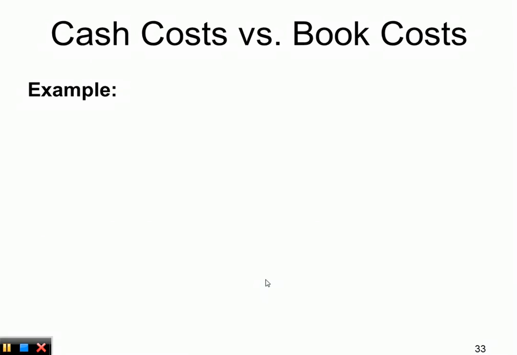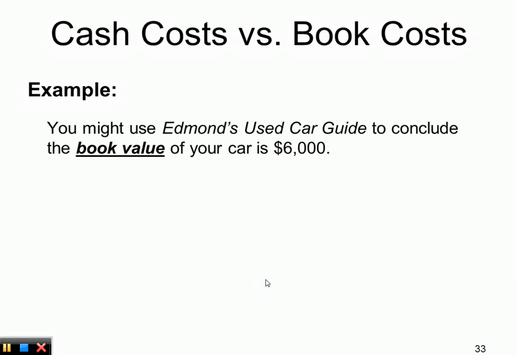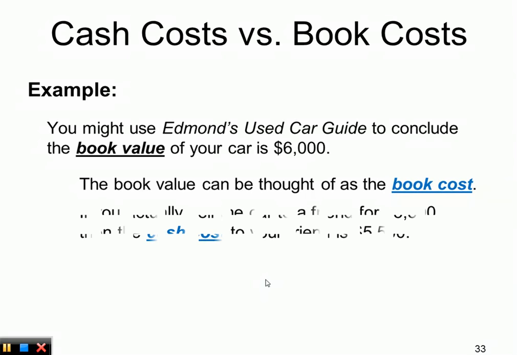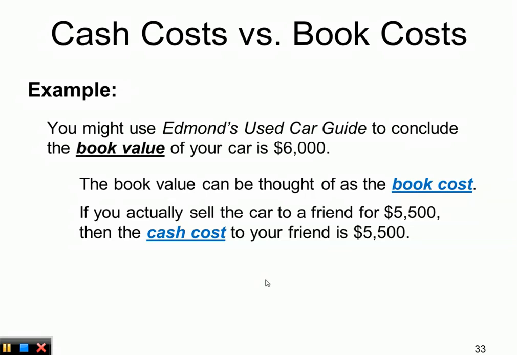So here's an example of cash versus book cost. You might use Edmunds Used Car Guide to conclude the book value of your car is $6,000. The book value can be thought of as the book cost. If you actually sell the car to a friend for $5,500, then the cash cost to your friend is $5,500.